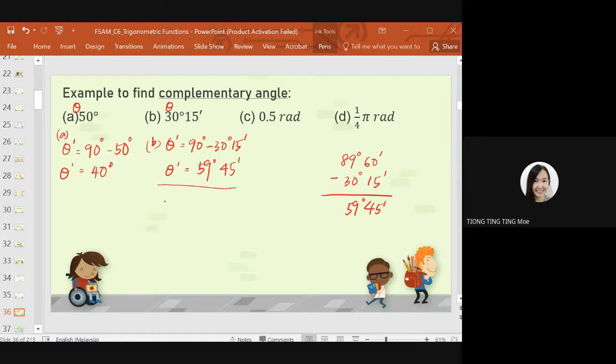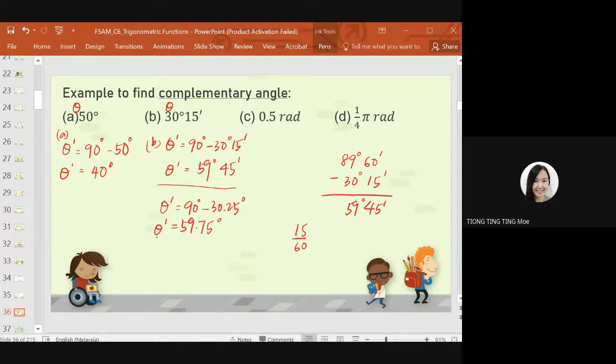Another way is you change this 15 minutes to decimal first. So 15 minutes changed to decimal is 15 over 60. Use your calculator to play. 15 over 60, how many? 0.25. So it's 30.25 degrees. So it becomes 90 minus 30.25, which is 59.75 degrees. Okay, like this also can.